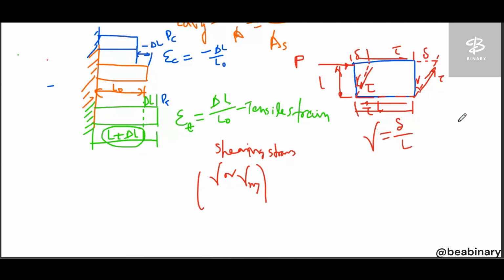Once again, I am repeating. When the force P is applied tangentially to the element, it is displaced to the dotted line, where delta is the lateral displacement of the upper face of the element with respect to the lower face, and its length L is the distance between the two faces. So gamma means shearing strain, gamma is equal to delta upon L.